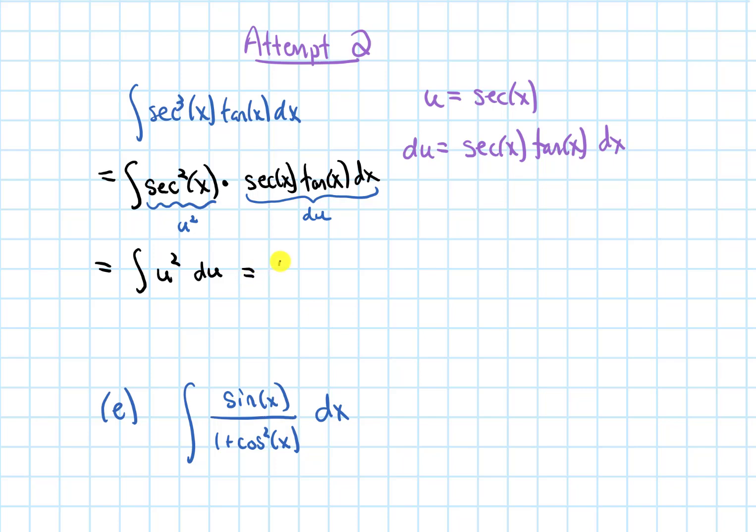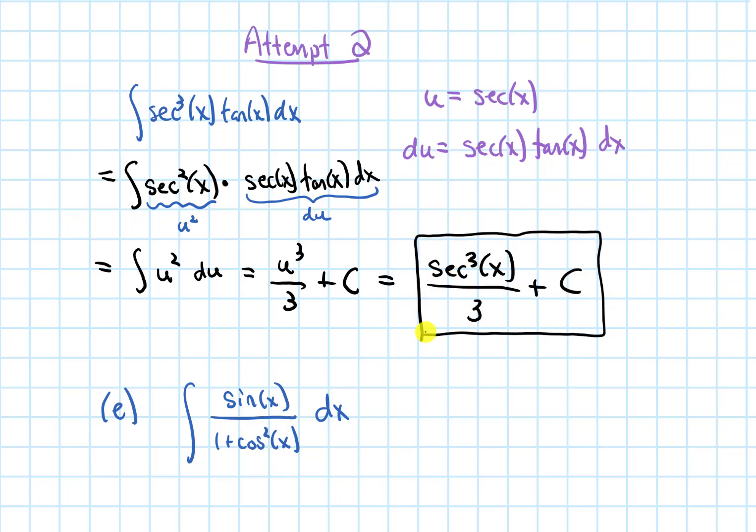We know this antiderivative is u to the third over 3 plus c, that I just got to plug back in for u, which is secant x, so I'll get secant cubed of x over 3 plus c. And there's my answer.